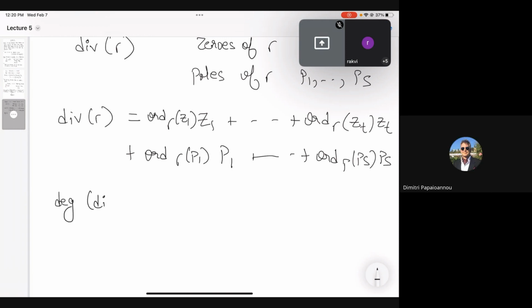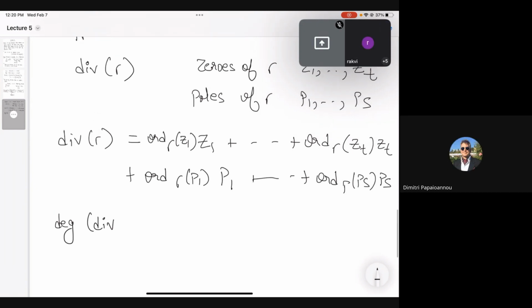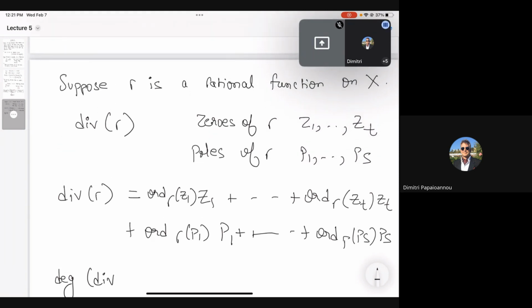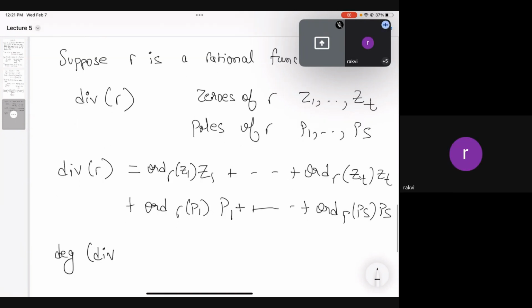Sorry, Rugby, I missed something. Where you define divisor of R, what is this symbol for before Z1? Order? Yeah, order. So Z1 is a zero, oh, the order of the zero, and the order of the pole. And for P1, it's order of the pole, except it will be negative. Okay. Right. Thanks.